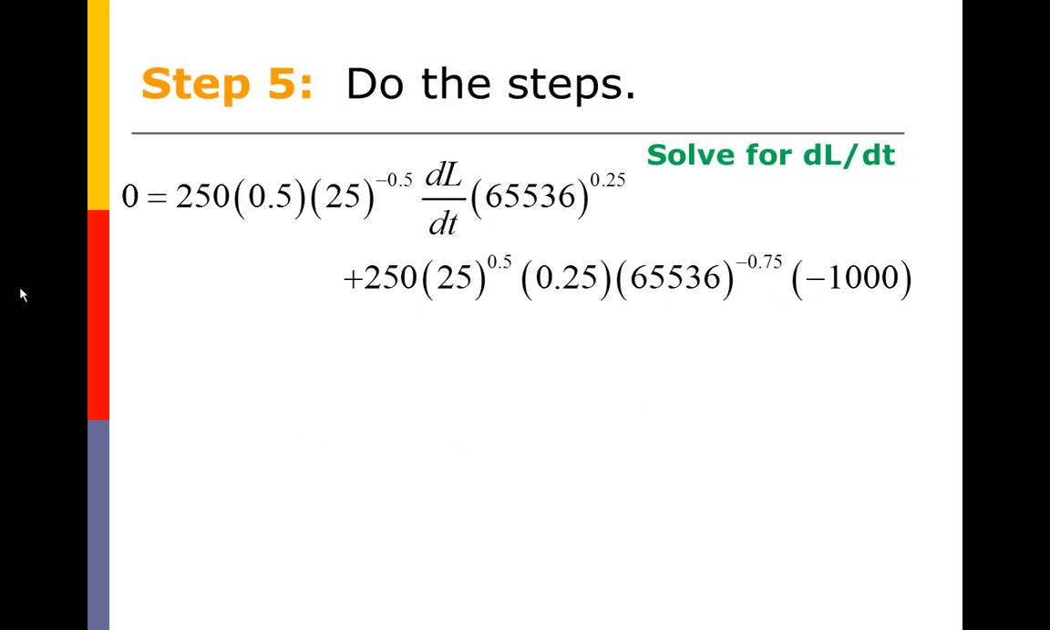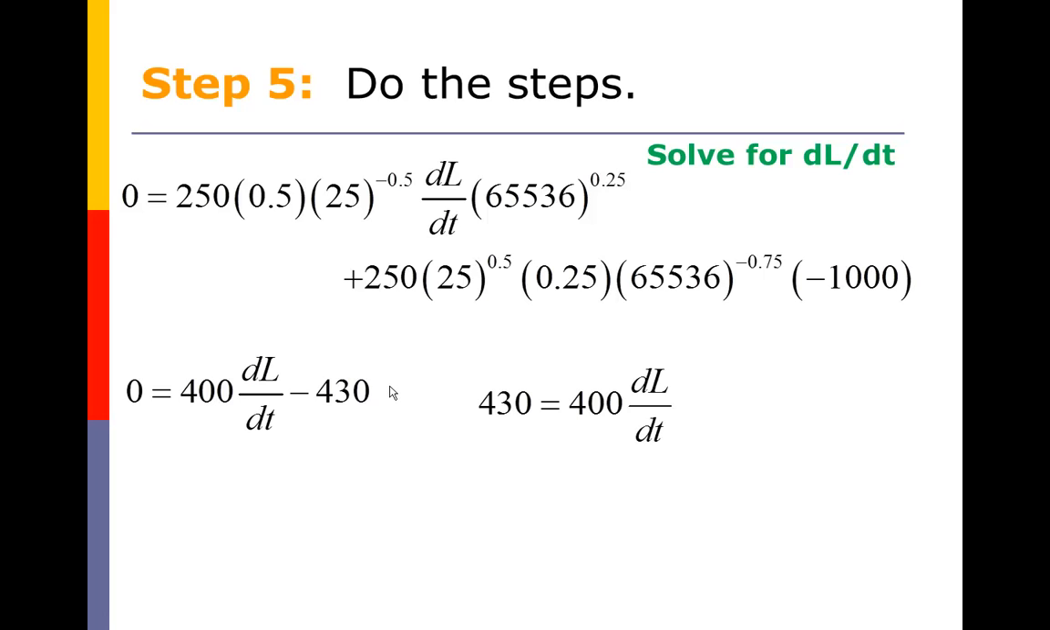And then our next step is to solve for dL/dt. So we're just going to do some number crunching there. Basically, all the numbers with the dL/dt, when you multiply these pieces with that 65,536 to the 0.25 power, I got 400. And then all this other stuff together rounds off to about 430. It was something like 429.89, and I thought I'd just make it a nice 430.